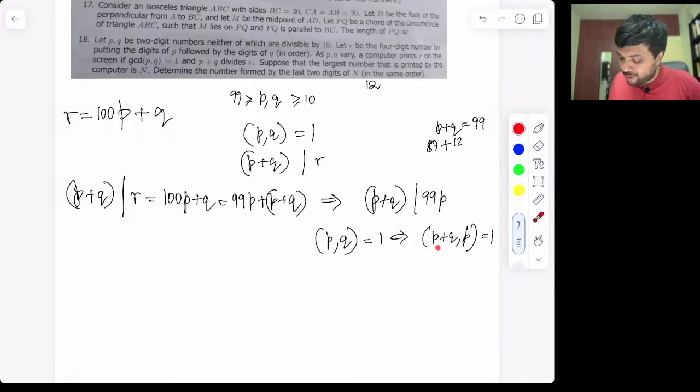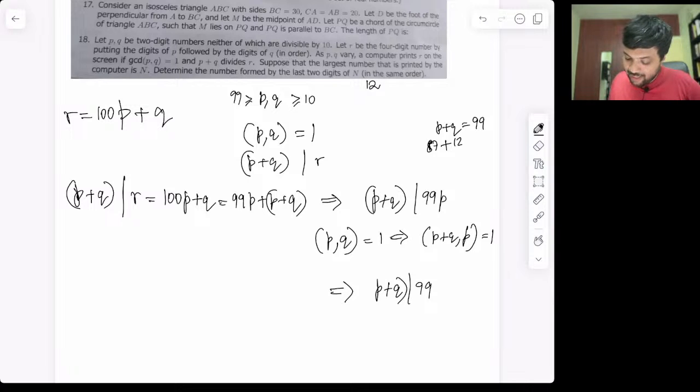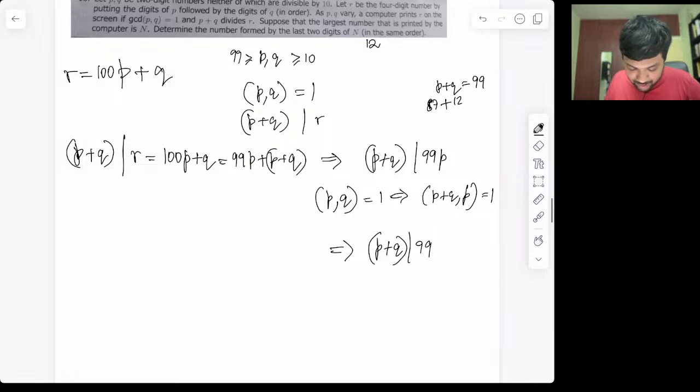Basically, if p plus q and p had a common factor of d, the difference would also have a common factor, so you could argue directly that way. So p plus q and p have no common factor. Now, if p plus q and p have no common factors and p plus q divides 99p, that's again Euclid's lemma, which says that p plus q therefore divides 99. Great, which completely whittles down the possibilities of p plus q.